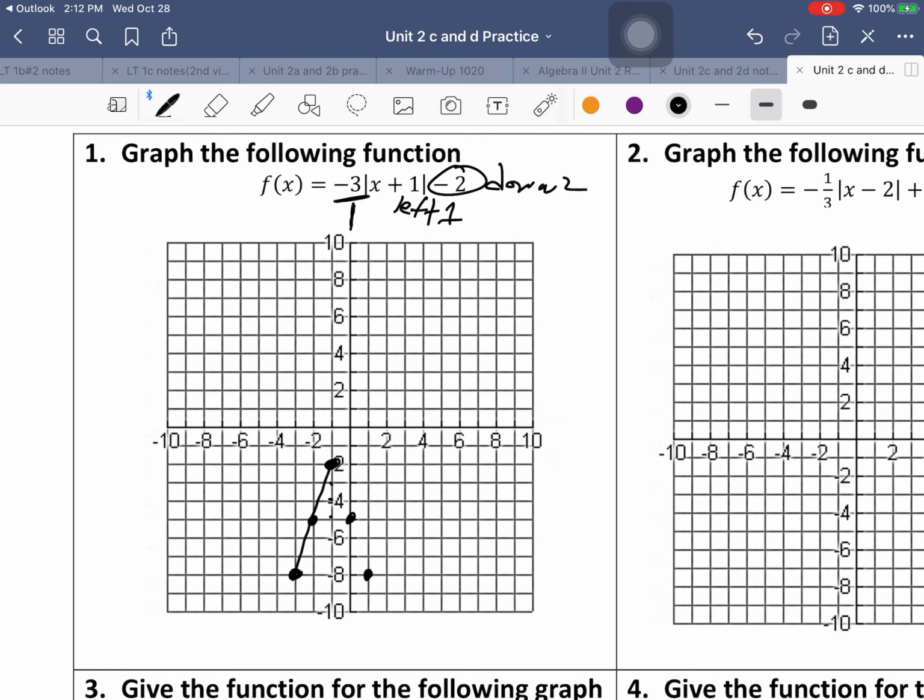And then connect your dots, make your V. And there's your absolute value function with the dilation.